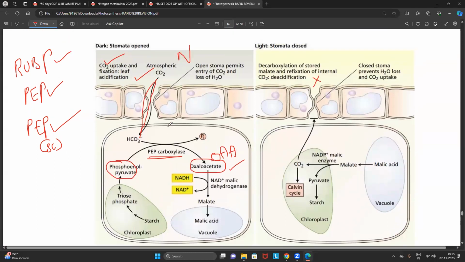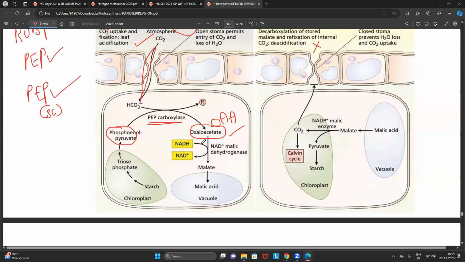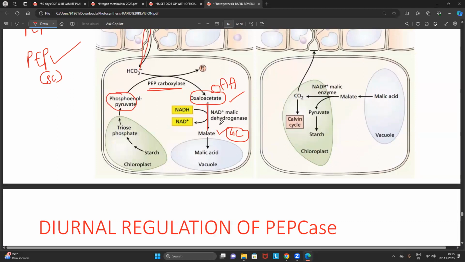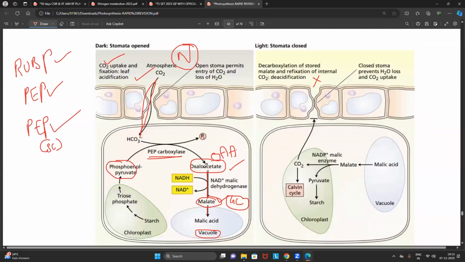Now, a very important point you all have to remember: this entire reaction happens only during the night time. And friends, that oxaloacetic acid, a 4-carbon compound, can be converted into malate. Malate is how many carbons? Again, 4 carbons, by an enzyme called malic dehydrogenase. Then that malate is converted into malic acid and stored in the vacuole, because the vacuole is the storage organelle. This is all happening where? Only during the night time.